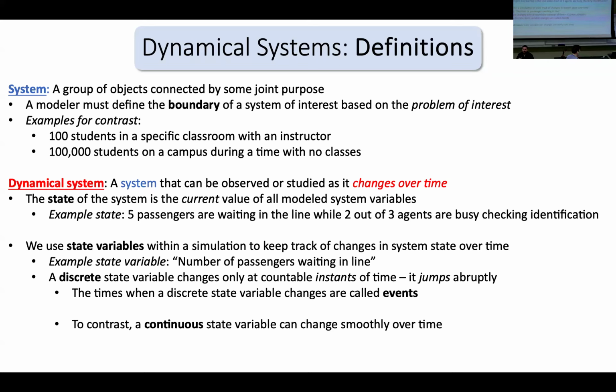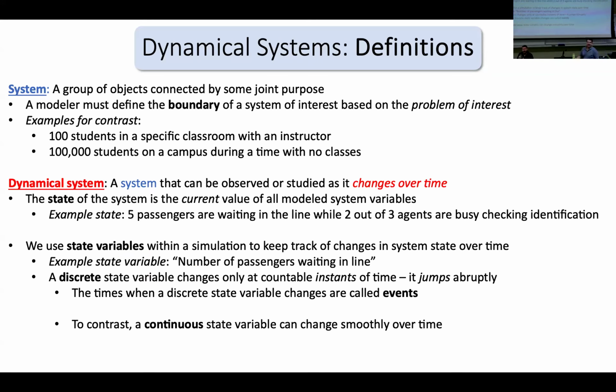So that's kind of the key difference there: the state variable might be X, the state might be 61. So what is X? X is my state variable, the number of students in the classroom. What is the current state? 61. So that's a distinction there, state versus state variable.